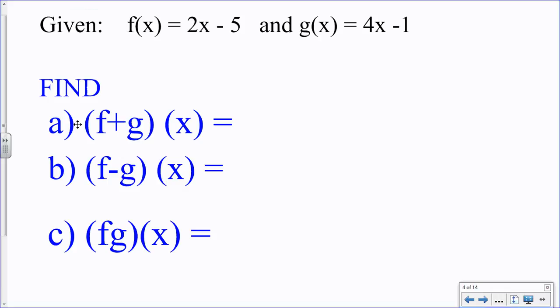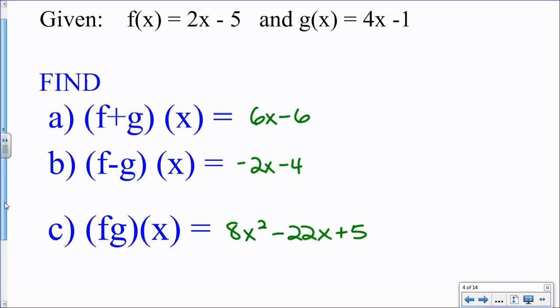So let's check. F plus G of x, you should have gotten 6x minus 6. F minus G of x, you should have gotten negative 2x minus 4. Then F times G of x, you should have gotten 8x squared minus 22x plus 5. So you have to FOIL that one.